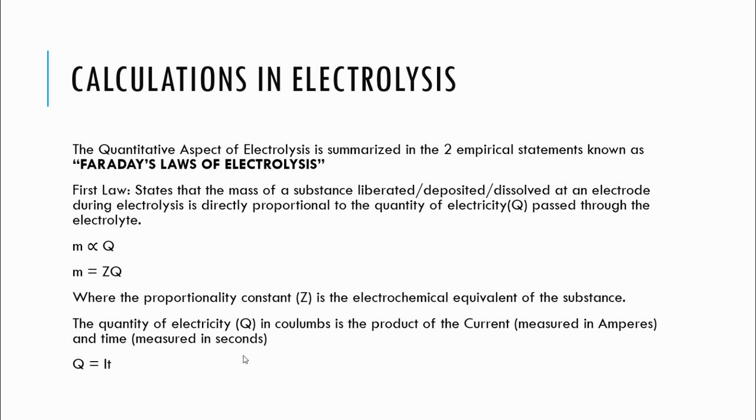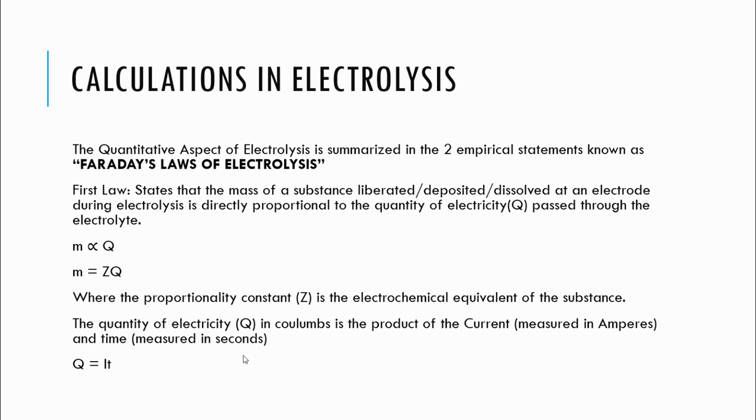So, Faraday's first law of electrolysis states that the mass of a substance liberated, deposited or dissolved at an electrode during electrolysis is directly proportional to the quantity of electricity. That's just the idea: the mass of something that is discharged is directly proportional to the quantity of electricity you use.